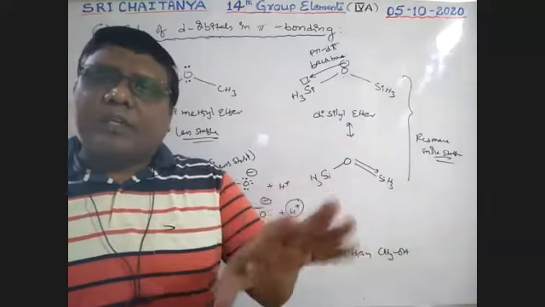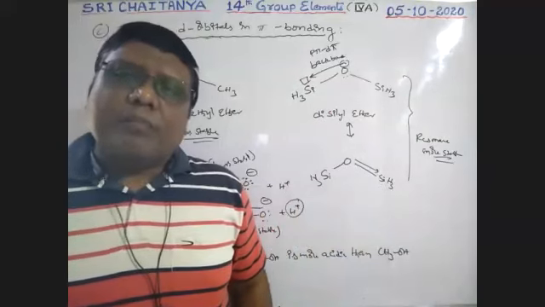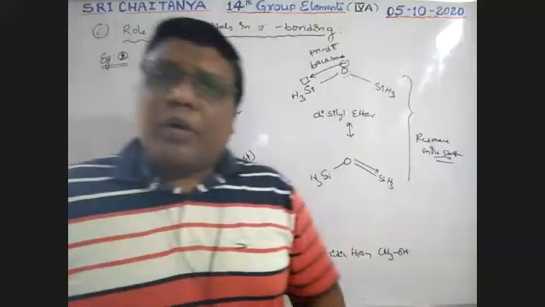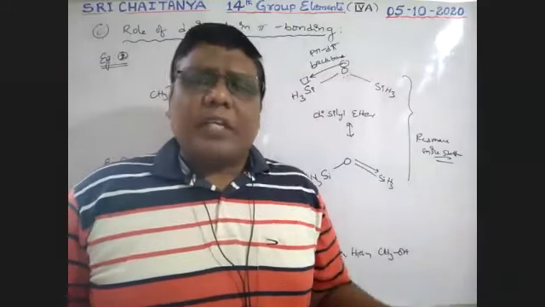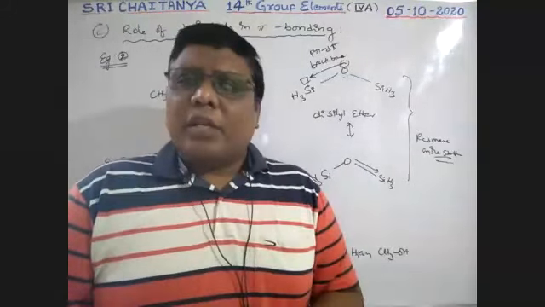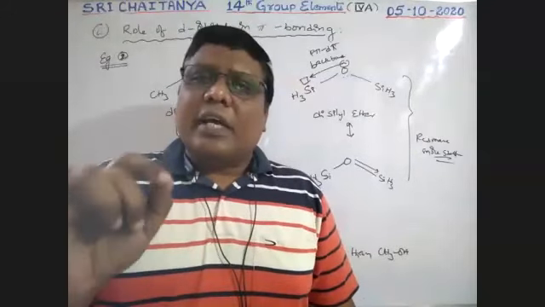So d orbitals may also be involved in pi bond formation. All these are the nature of bonding, boys. p orbitals are involved in sigma bond formation, all bonds we know, but p orbitals are also involved in pi bond formation. d orbitals are involved in sigma bond formation, and d orbitals are also involved in pi bond formation. p pi d pi bonds are also possible, boys. So this is the nature of bonding.